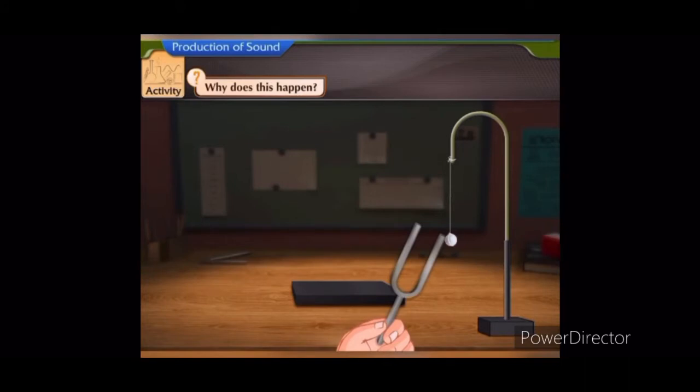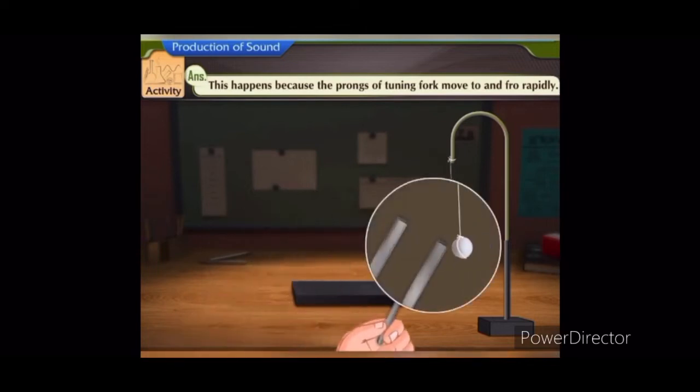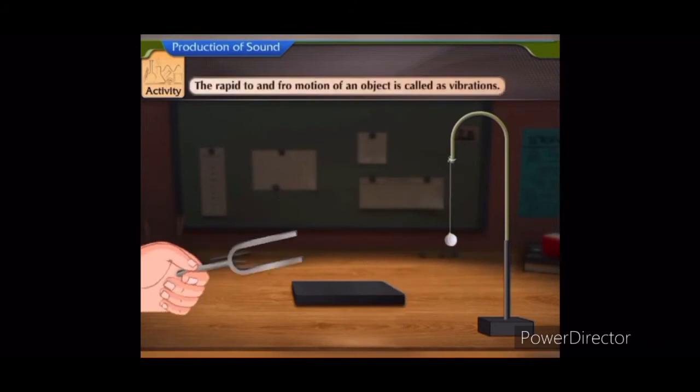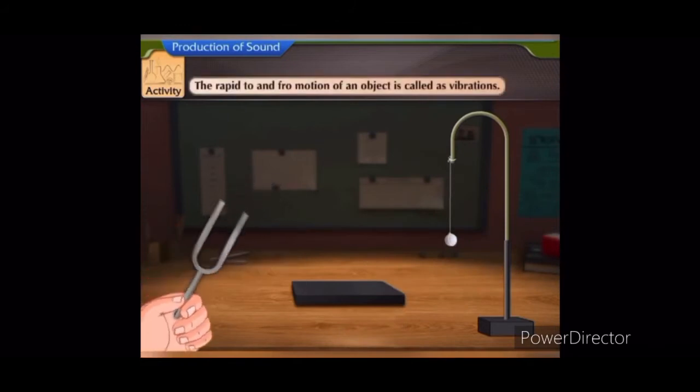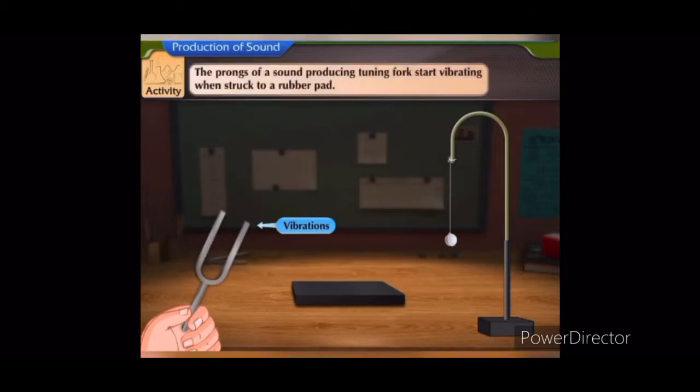Why does this happen? Well, this happens because the prongs of tuning fork move to and fro rapidly, due to which sound is produced. This rapid to and fro motion of an object is called as vibrations. This activity shows that the prongs of a sound producing tuning fork start vibrating when struck to a rubber pad.